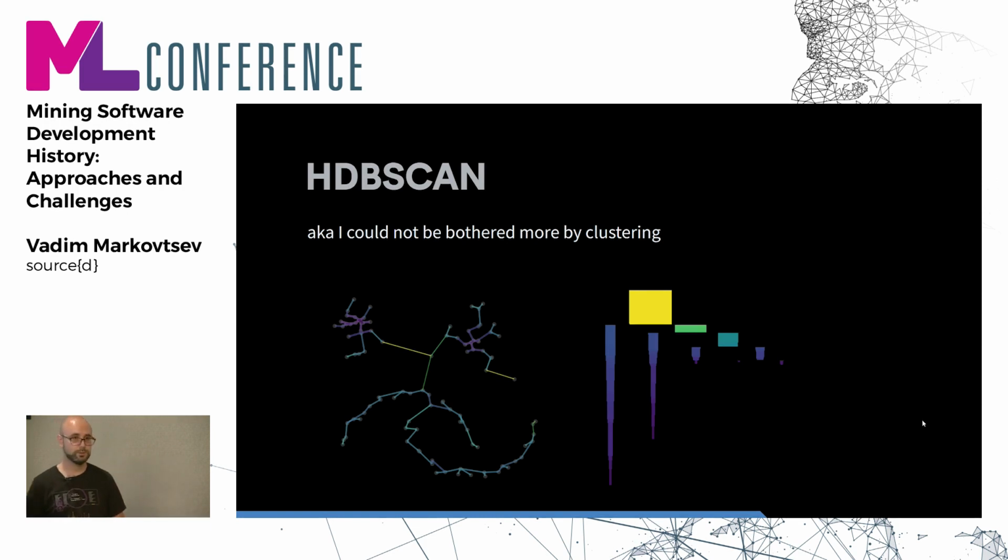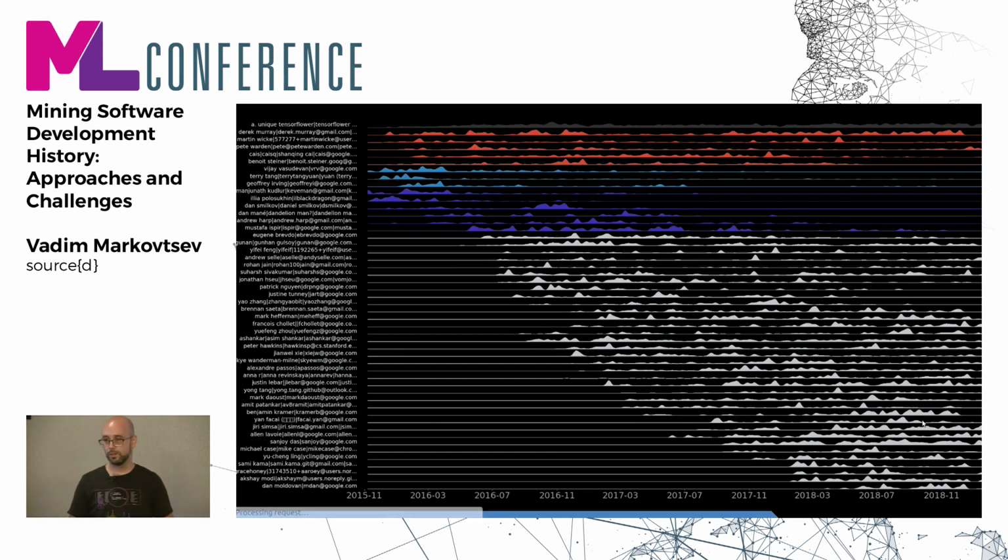HDBSCAN is a no-brainer clustering algorithm for that. It doesn't really require you to tune anything. It doesn't require you to set the number of clusters beforehand. Compared to DBSCAN, it doesn't require you to specify the epsilon. So it just works. Well, it has some hyperparameters, but they don't change much.